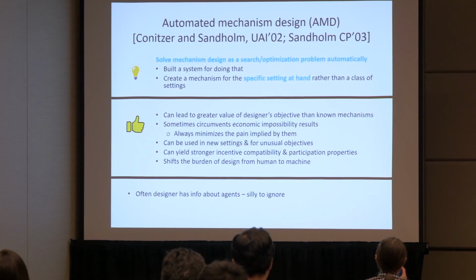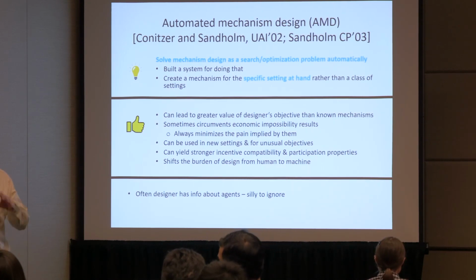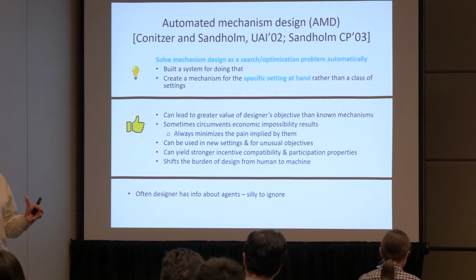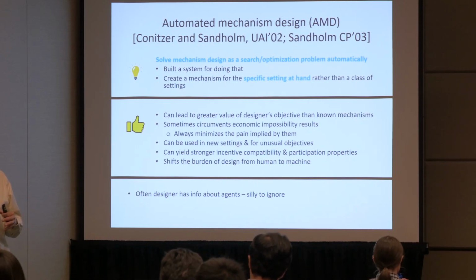It creates a mechanism for the specific setting at hand rather than a class of settings. So if you're a theoretician, you're used to probably thinking about the beauty of theory is that it's very general. You prove something and then it applies to the whole generality of the scope. But that is also the weakness of theory when it's applied to mechanism design, in that it's for a general setting, and as you move to a more specific setting, you can actually do better. And I'll talk about examples of that.